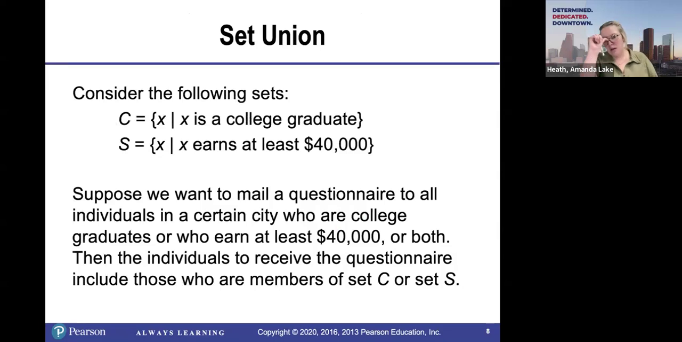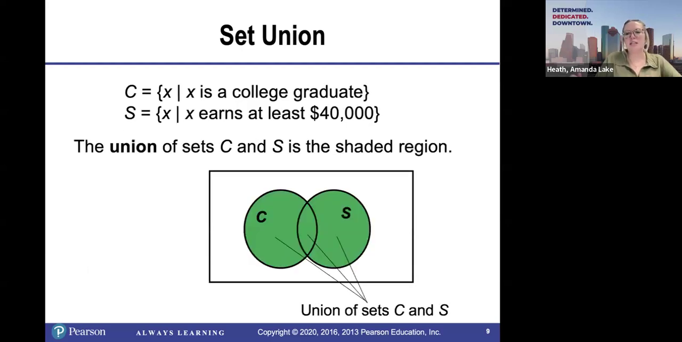All right, so in the same way, we can think about intersection, we can think about what's called the set union. So the union is where we might want to mail the questionnaire to people who are college graduates or who earn at least $40,000 a year, or both. And then we might want to send our questionnaire to that set of people. And in that case, the union is all of set S and all of set C and all of its intersection. So the union is depicted in this picture here.